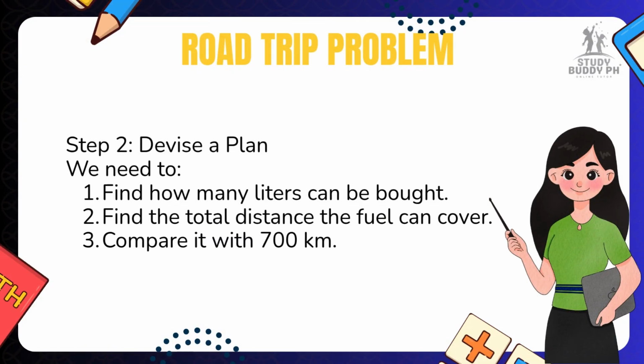Step 2. Devise a plan. We need to find how many liters can be bought. Find the total distance the fuel can cover. Compare it with 700 kilometers.